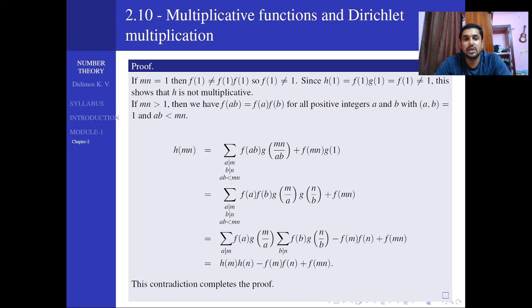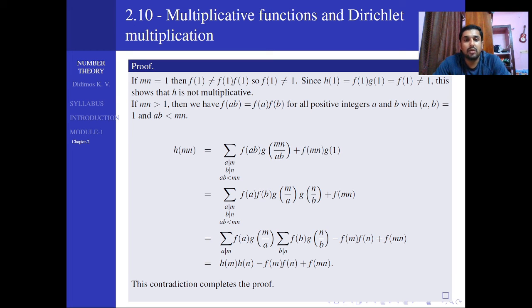If mn is equal to 1, then the conditions f is not multiplicative, g is multiplicative together imply that f star g is not multiplicative. Okay, so this proves the theorem if mn is equal to 1. Now we assume mn greater than 1.